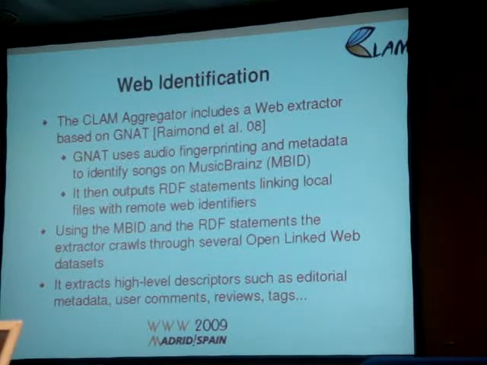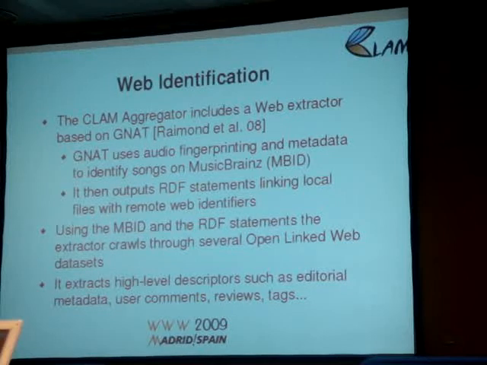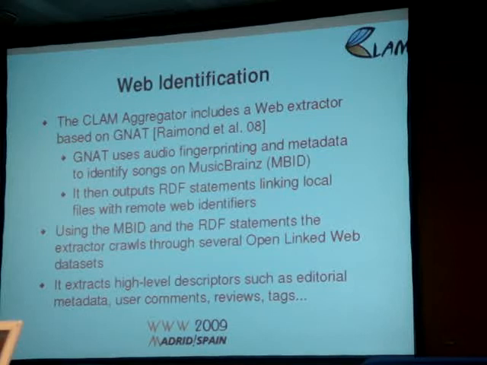So what we do is we take those RDF files, we send our crawler, and we start extracting information from open-linked web datasets. So we get the identification, we get the RDF statements, we launch a crawler, and we have it crawl through different open-linked web datasets in order to extract descriptors, which can be anything. It can be descriptors related to information on the song, user ratings, opinions, whatever.